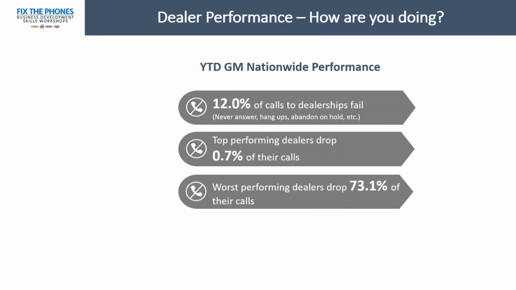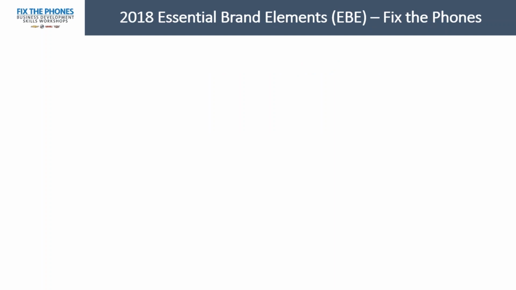Year to date, this is from the sessions that we did, the workshops, General Motors nationwide performance: 12% of calls to dealers failed at that point. The top performing dealers dropped less than 1% of their calls. The worst performing dealers dropped over 73% of their calls. Pretty intense. So this is now part of the Essential Brand Elements, the EBE for 2018.